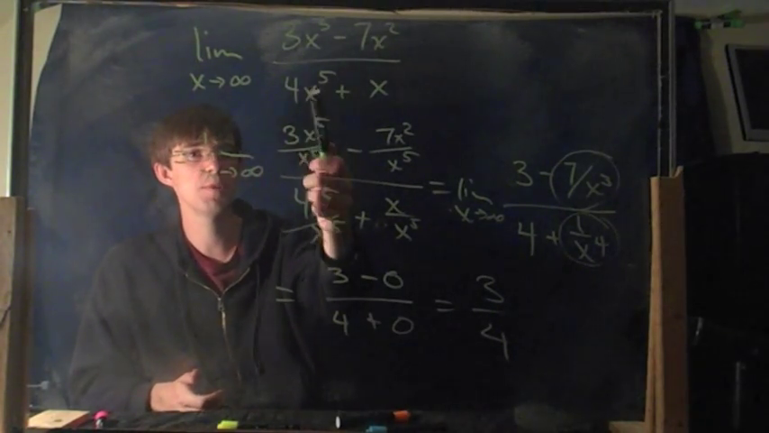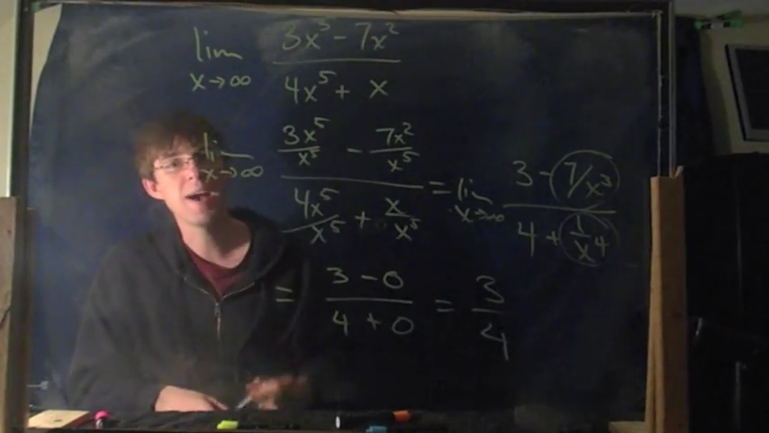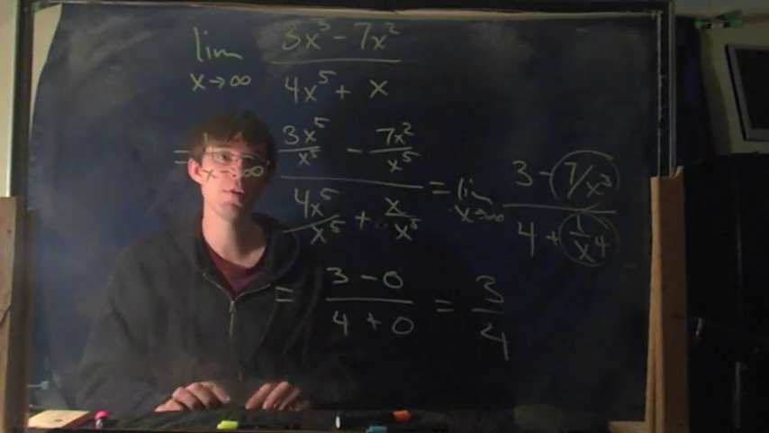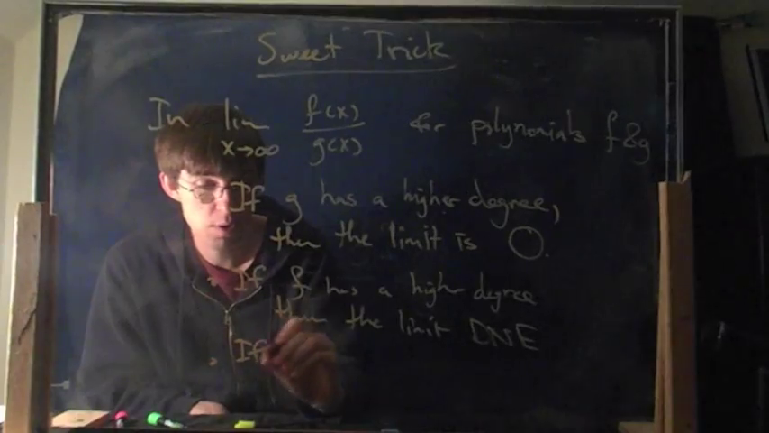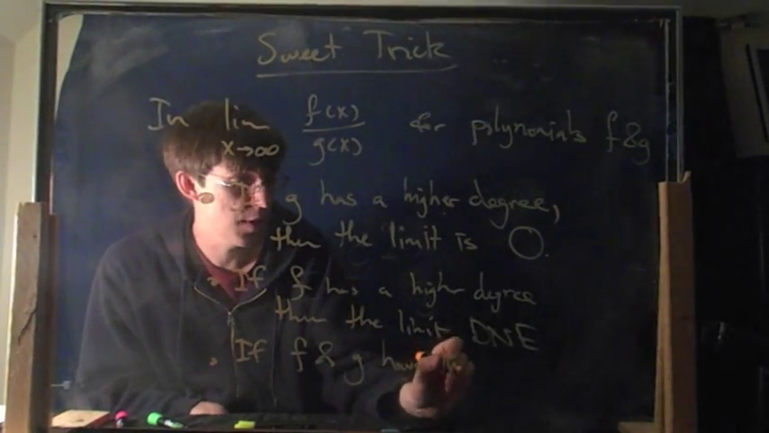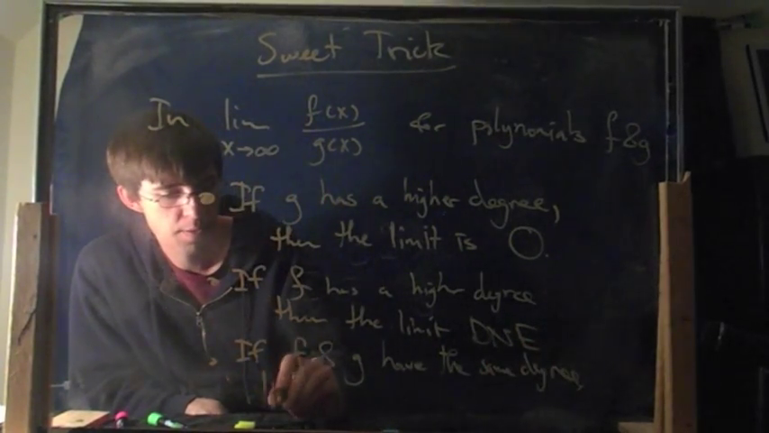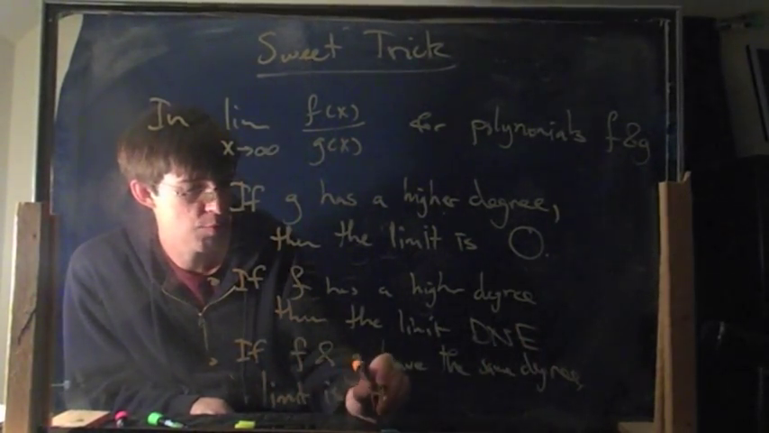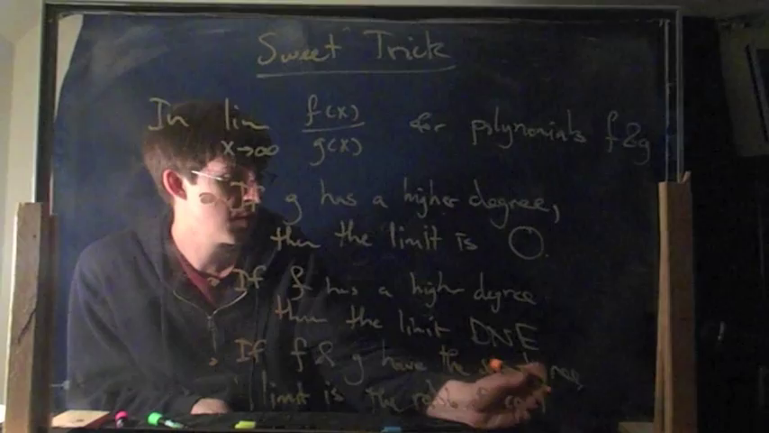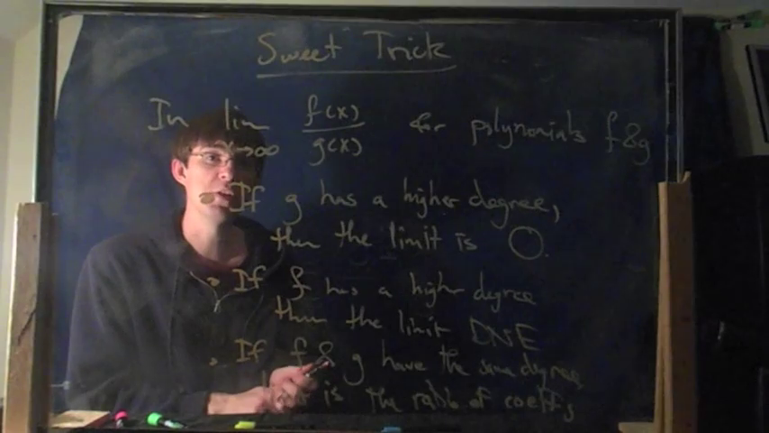Can you identify where this came from in the original formula? I think you can. The 3 and the 4 are the coefficients of the highest degree terms up there. All right. So that's our third part of the trick. The last case is if f and g have the same degree, then the limit is the ratio of coefficients. Sorry, I'm running out of room here. The ratio of the coefficients on the highest degree terms, all right?